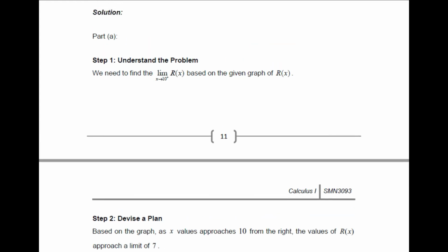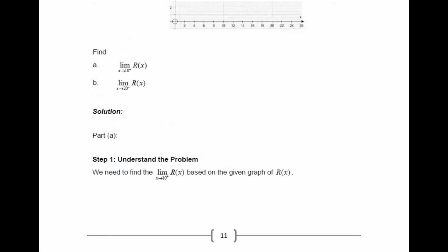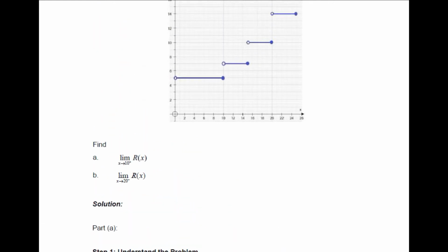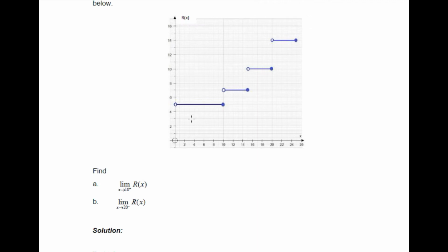So, we go back to the graph. We can see that as the x value approaches 10 from the right, the value of R(s) approaches a limit of 7. We can see at this point, 7. When the x value approaches 10 from the right, this is the right side, the value of R(s) is equal to 7.